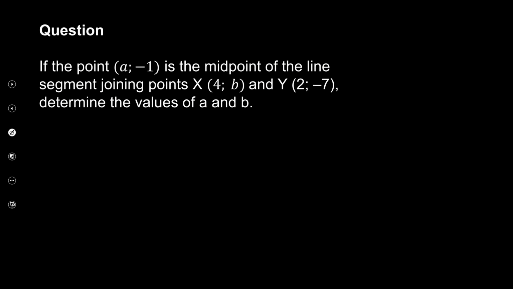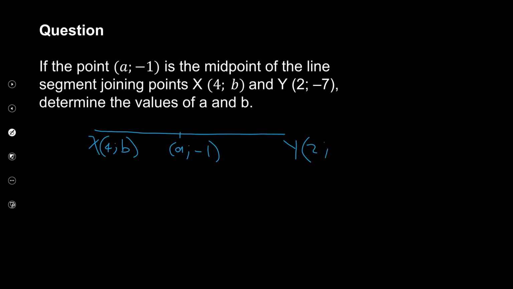So if the point A and minus 1 is the midpoint of the line joining the points X and Y, determine the values of A and B. Now already, what are they telling us? They're telling us that there's X and Y there. There's a midpoint here which is A and minus 1. I might not have shown it to scale, but you understand the point. Then 4 and B.